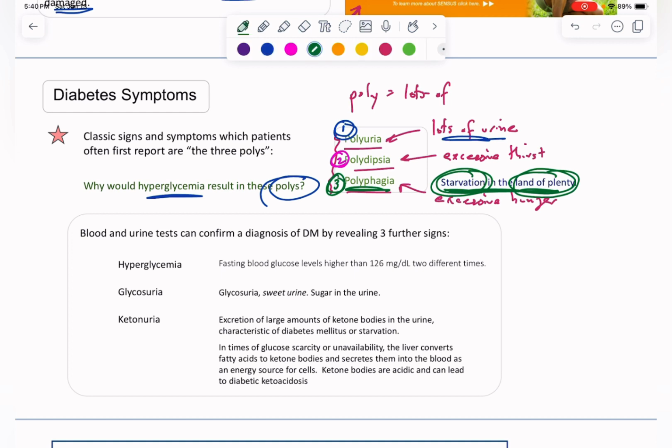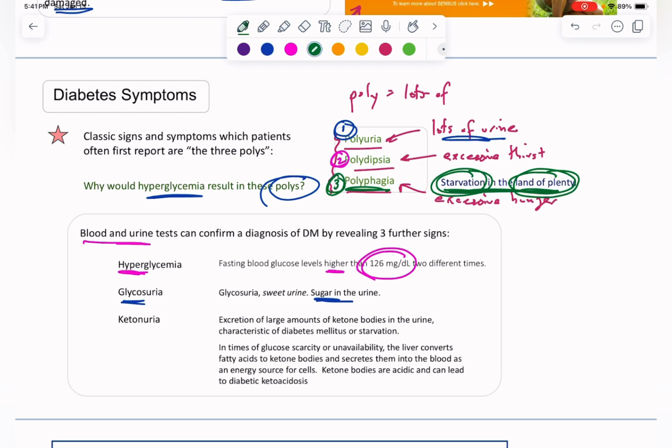So those are 3 classic signs, and then you can do blood and urine tests to confirm the diagnosis by revealing 3 other signs. One is hyperglycemia, but it has to be higher than a certain amount 2 different times, in this case 126 milligrams per deciliter. You can do a urinalysis, and that's going to reveal levels of sugar in the urine. Normally, you should not have any sugar in the urine. There should not be glucose in the urine, but with type 2 diabetes, there is.